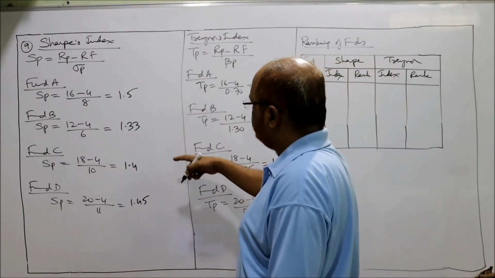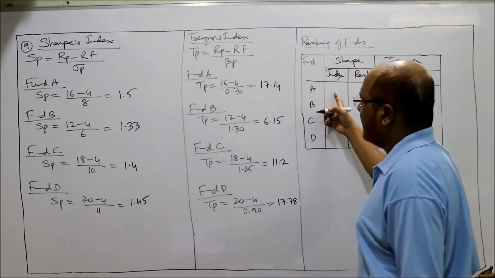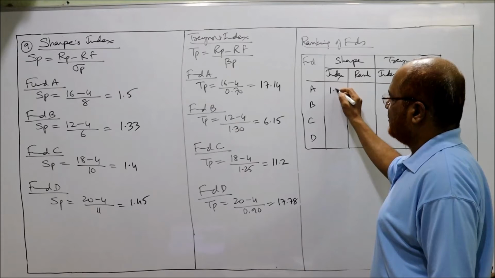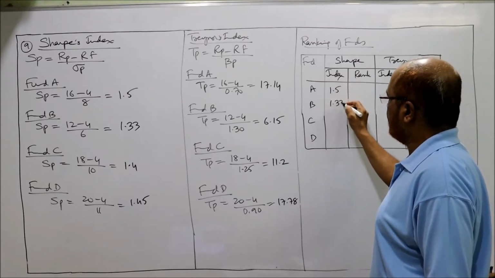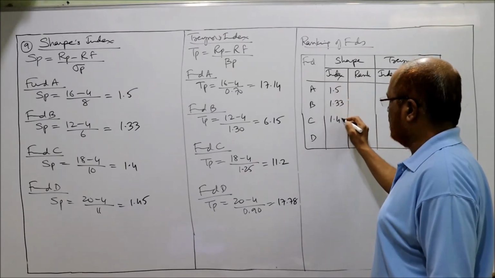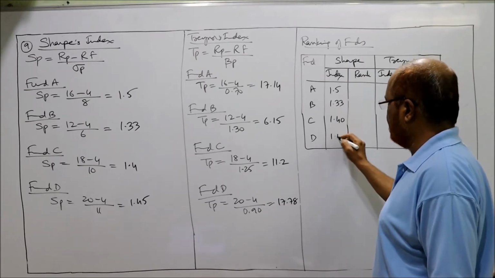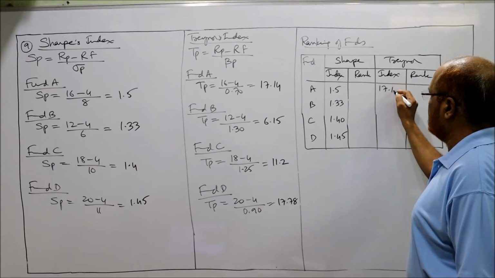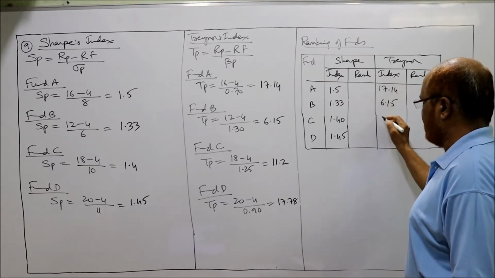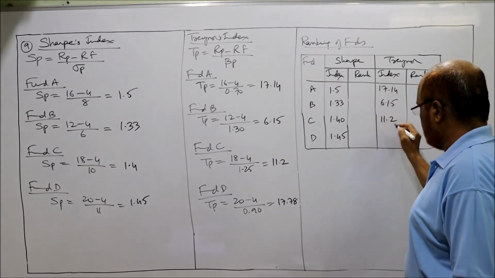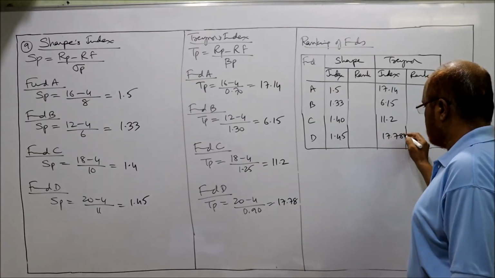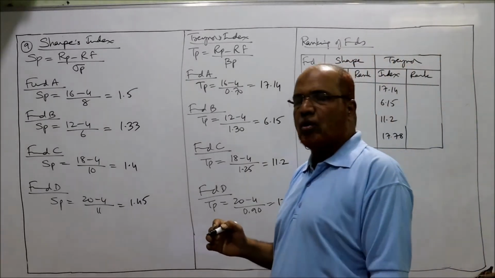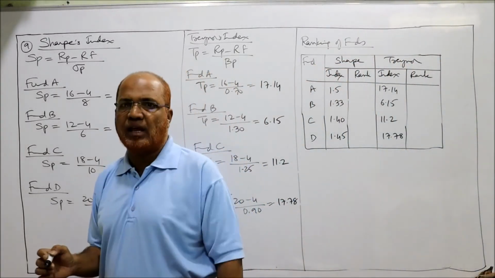What is the first we write down. A index is 1.5, 1.33, 1.40 and 1.45. Here also 17.14, 6.15, 11.2, 17.78. So we have taken all the indexes according to Sharpe and Trainer. Now we have to give the ranking.